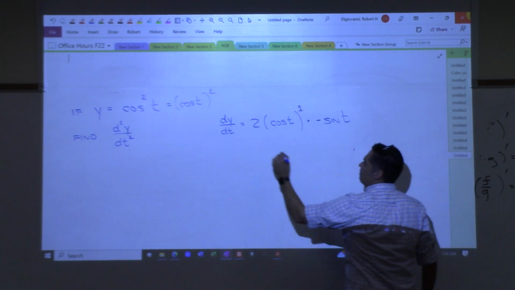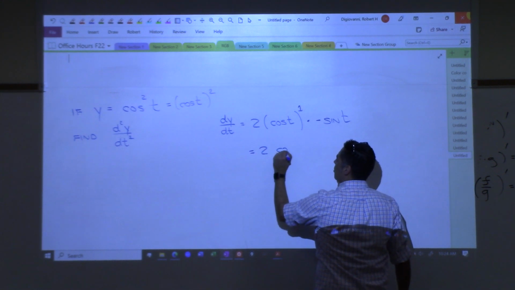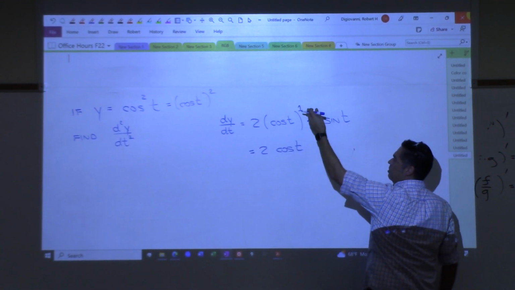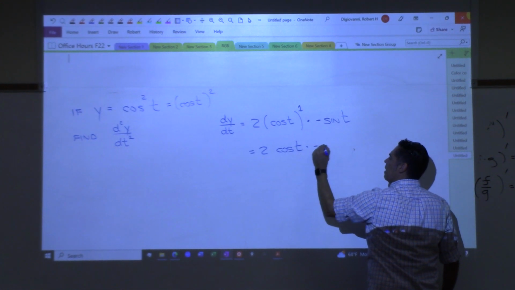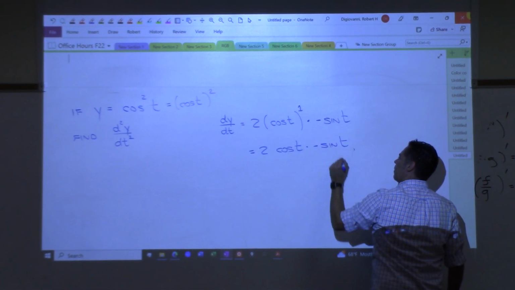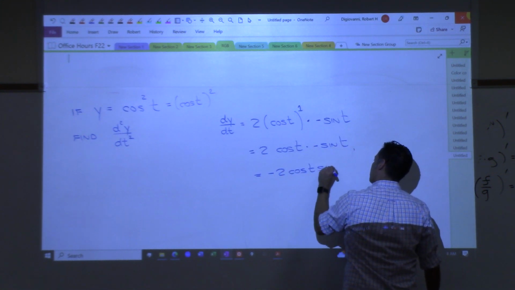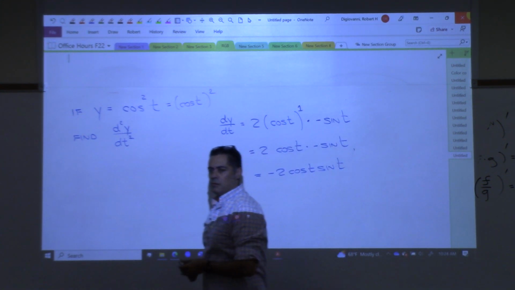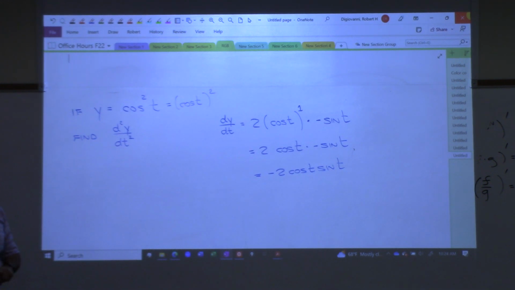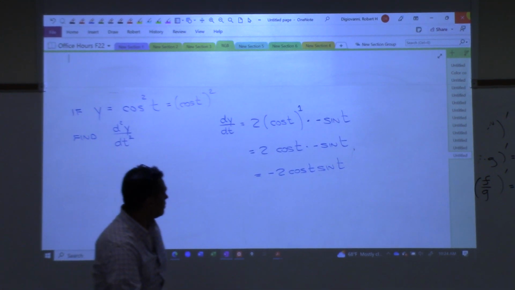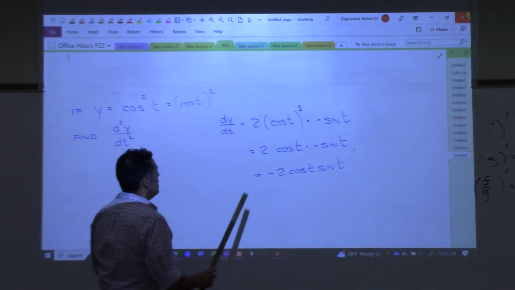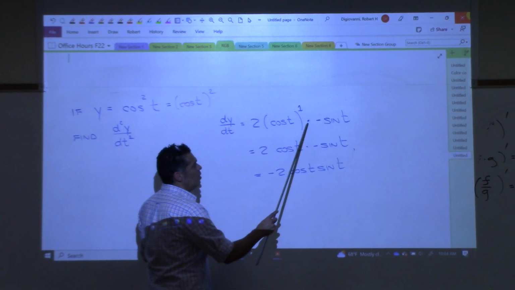Let me clean this up. This is 2. That's just cosine t, right? Cosine t to the first power is just cosine t. Then times negative sine t. But that's the same as negative 2 cosine t sine t. All I did there was bring that negative in front of the sine out in front of the 2. Does anyone have questions on that? Yeah, can you just do that? Like we did it with the negative to bring it out? Yeah, because this is like a negative 1, and this is multiplication.